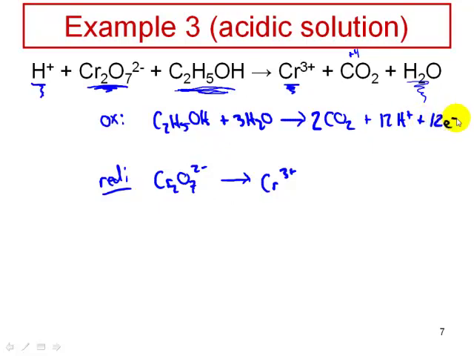I'm going to add 12 electrons to that side to make the charges the same, because over here now the total charge is 0, over here now the total charge is 0, and that half reaction is balanced.